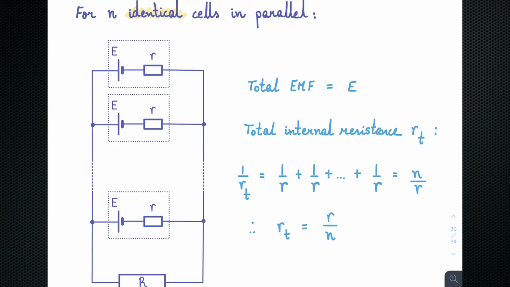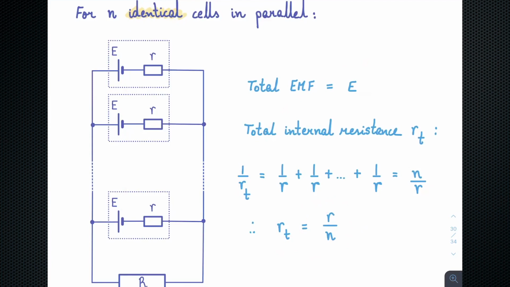Now you must know that this is for identical cells in parallel. If we had different cells connected in parallel, so different EMFs and different internal resistances, then the calculations aren't as straightforward as I'm showing here, but will involve using the so-called Kirchhoff's laws, which shall be discussed later on.